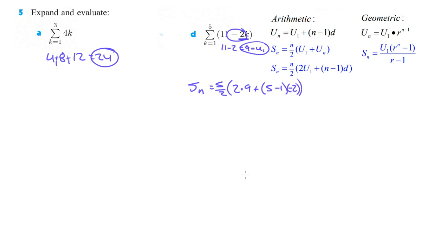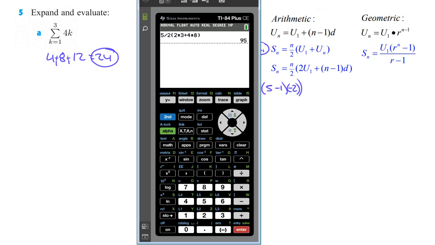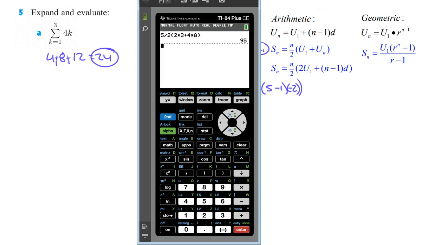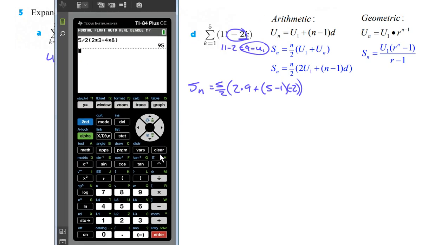Okay, so we plug that all into the calculator. There we go. We got 5 divided by 2, all times 2 times 9, plus 5 minus 1 is 4 times negative 2.